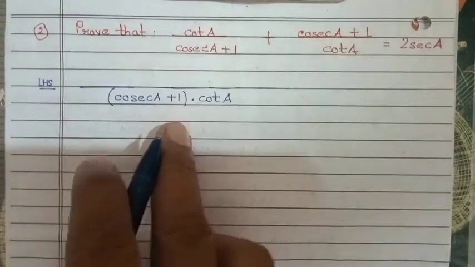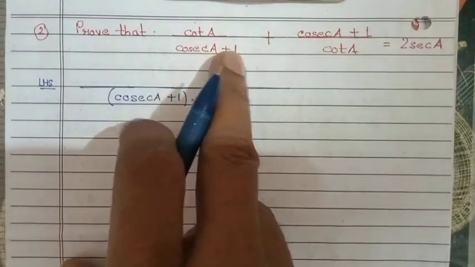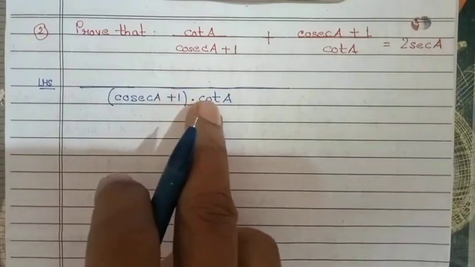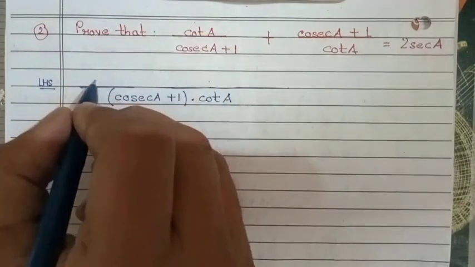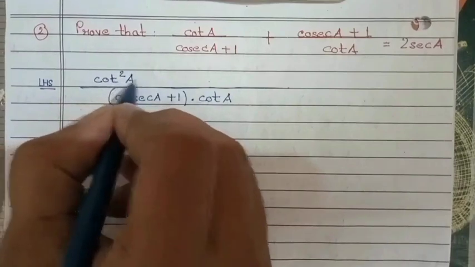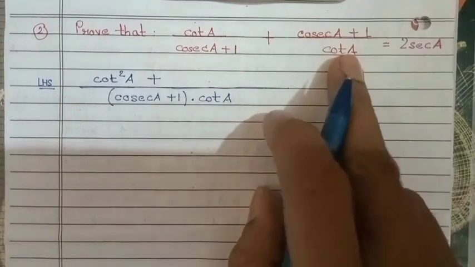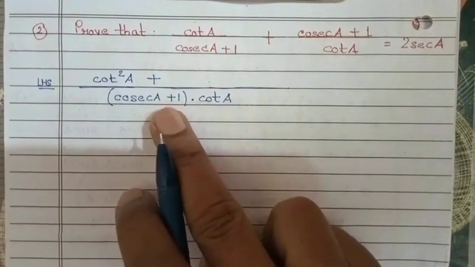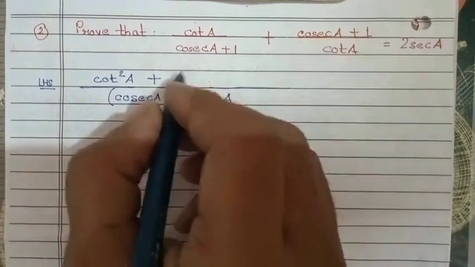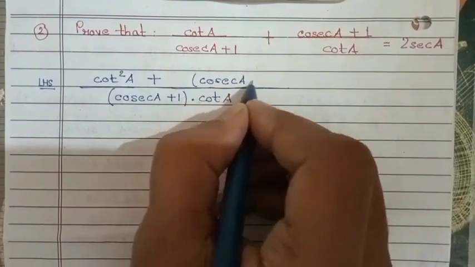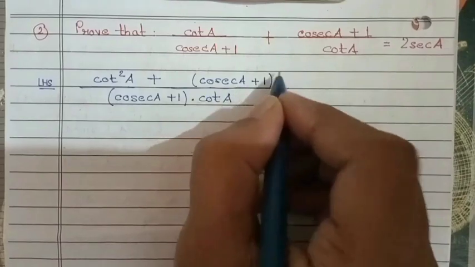So we have taken the LCM here. On the left side this will be the LCM. So cosec plus 1 will reduce cosec plus 1, so we are left with cot. This will be multiplied in the numerator place, so you will get cot square. In the second term cot will reduce cot, so you are left with cosec plus 1. It will be multiplied in the numerator place, so you will be getting cosec plus 1 whole square.